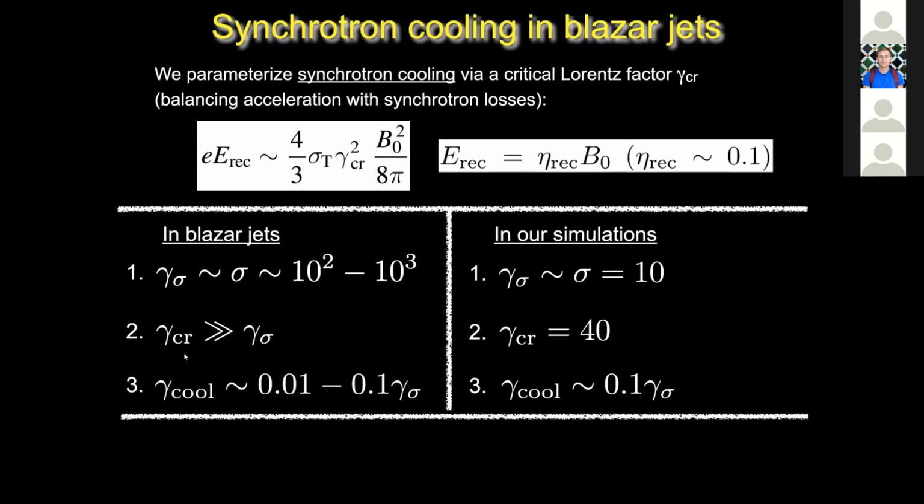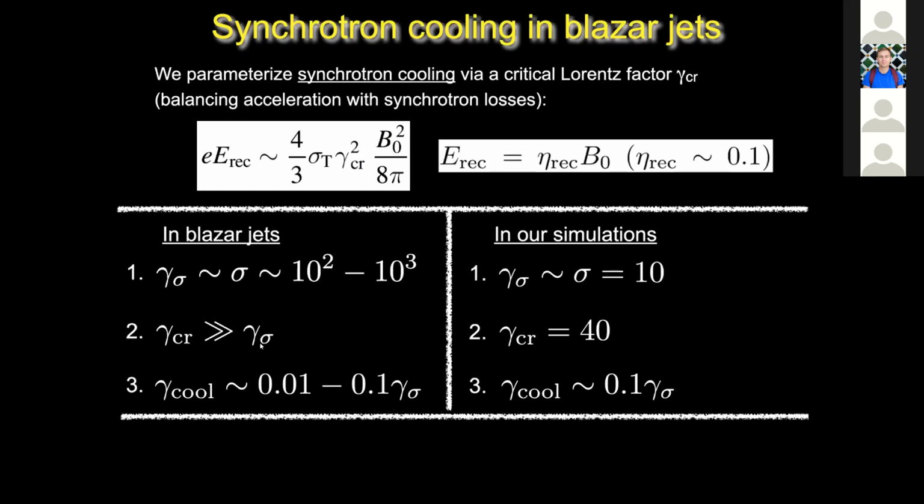I'm listing here the parameters expected for blazar jets and the parameters in our simulations. Numbers are different, but the hierarchy of the Lorentz factors is the same. In particular, the characteristic Lorentz factor at which particles are accelerated, which is of order sigma, a statement of the mean energy per particle, is smaller than this critical Lorentz factor, as it should be. Same thing in blazar jets.